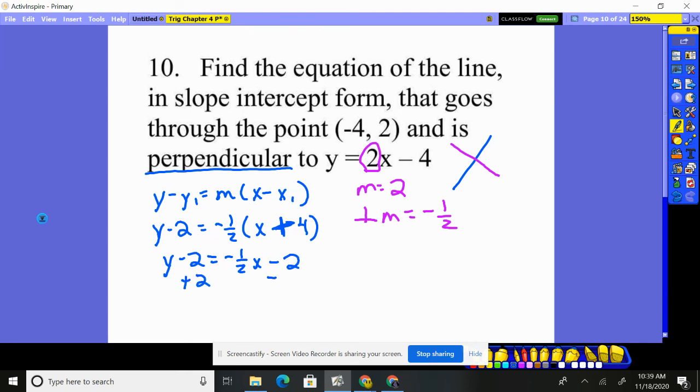Now move your 2 over, add 2. We'll get an answer of y is equal to -1/2 x plus 0, or just -1/2 x. And there's number 10.